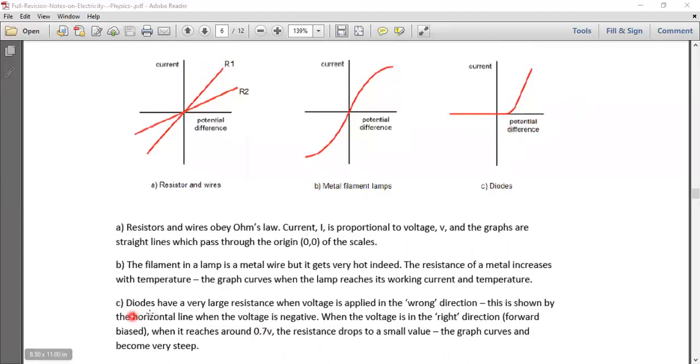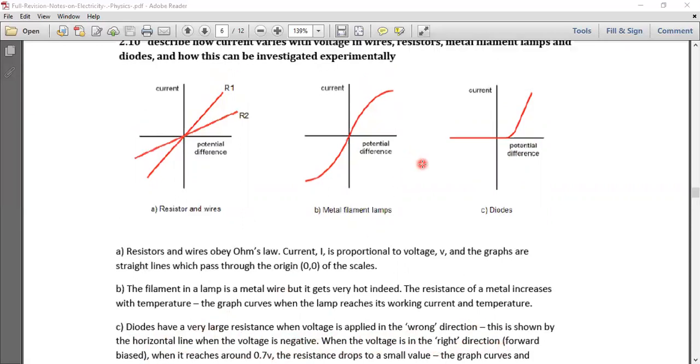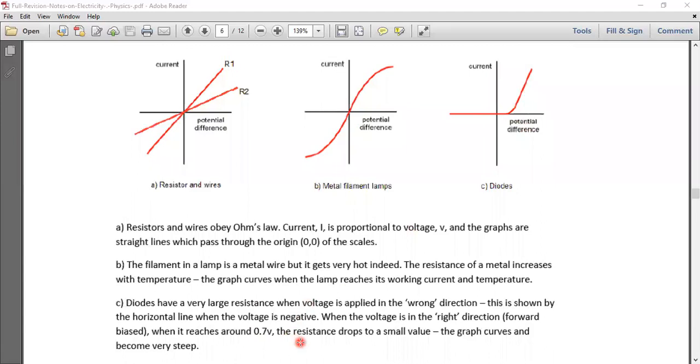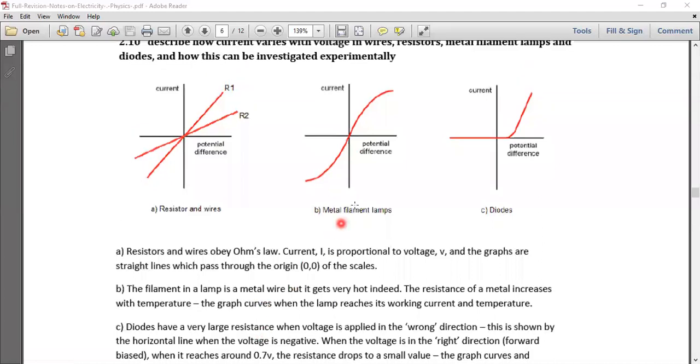And now the diodes have large resistance when voltage is applied in the wrong direction. This is shown by a horizontal line. But when the voltage is in the right direction, forward biased, it will reach around 0.7 volt. This is the potential difference, 0.7 volt, and the resistance drops to a small value. The graph curves and becomes steep. So when the potential difference was 0, the diode was placed in the wrong direction, and when it is placed in the right direction, it starts from 0.7 volt and becomes steeper.